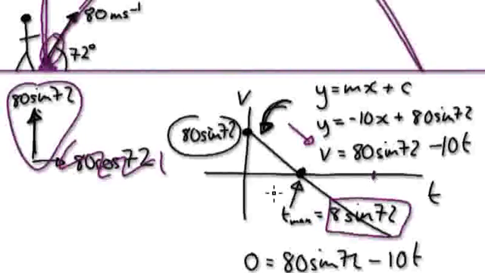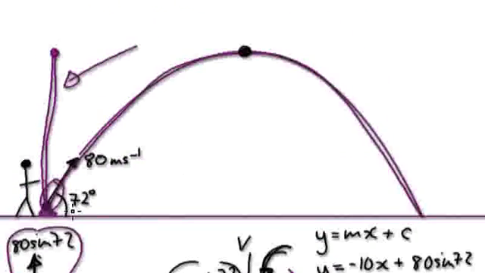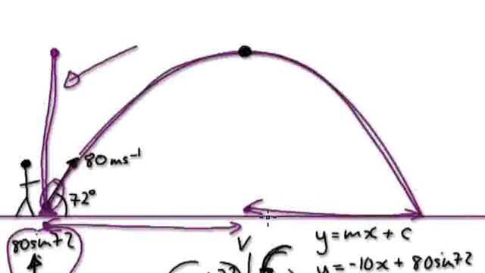Now the total flight time would be, well, the time it takes to get to maximum height is this. The total flight time would be times 2 basically. Okay, so t max times 2, because the time it takes to get from here to here is the same as the time it takes to get from maximum height down to the ground.